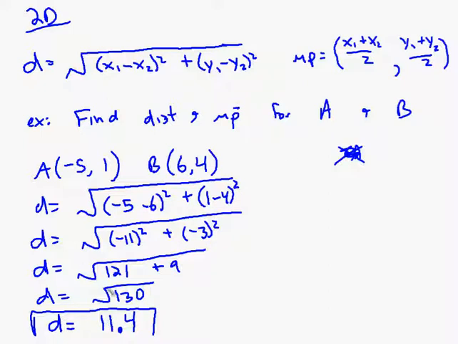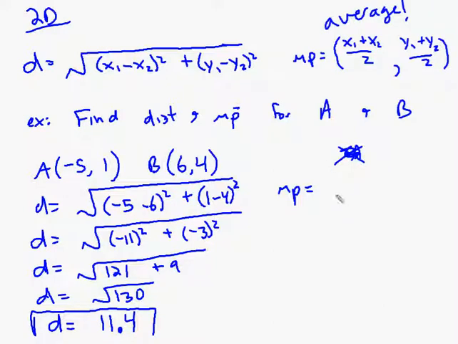Okay, so that's distance. Let's do midpoint. Notice with distance we subtract our things, and with midpoint we add them. Midpoint is just an average. Don't make it any more complicated.